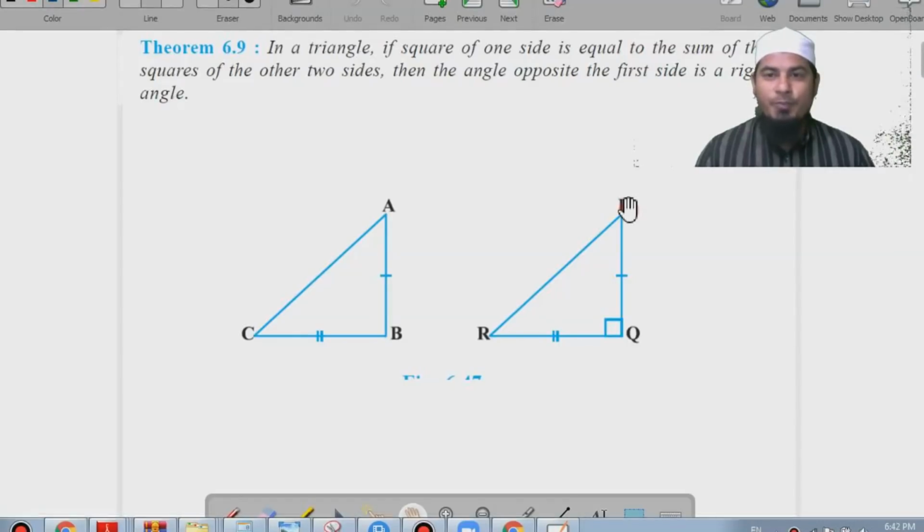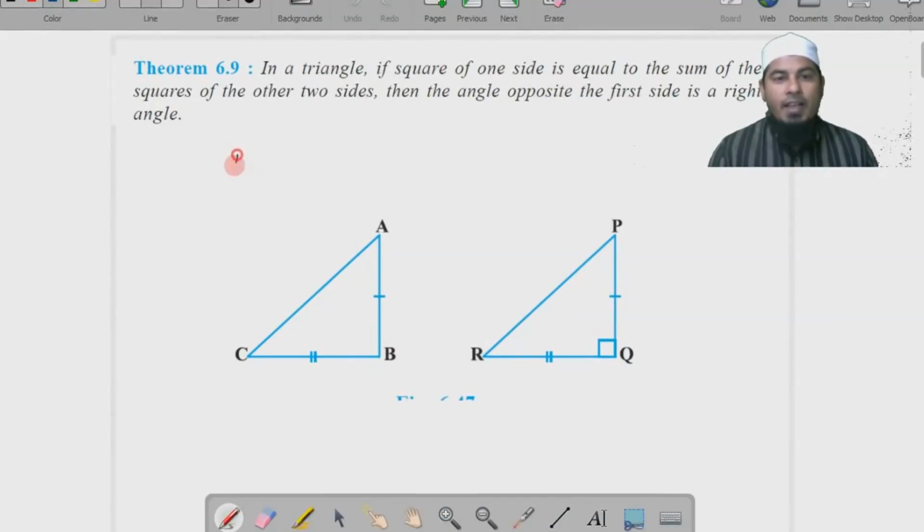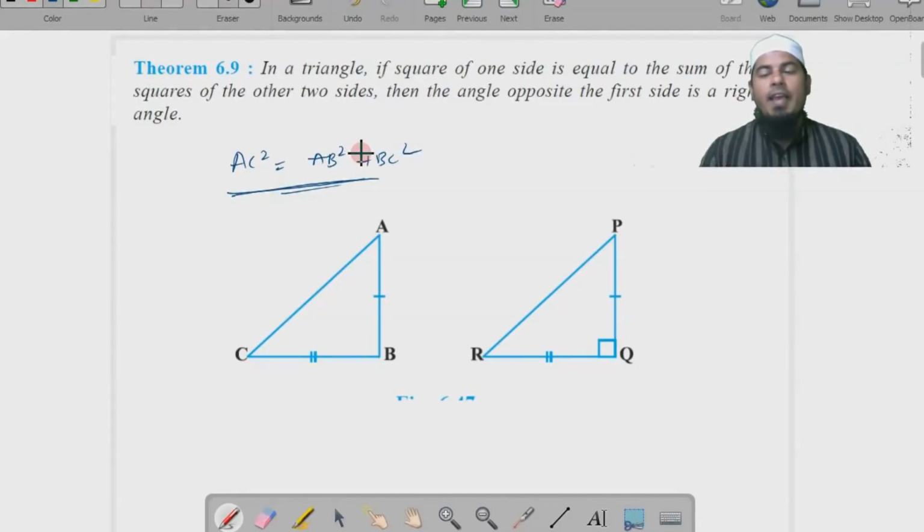What does the converse of Pythagoras theorem tell us? In a triangle, it is not telling a right angle triangle. In a triangle, if the square of one side is equal to the sum of the squares of the other two sides, that is, according to this statement, AC square is equal to AB square plus BC square, if this is possible in any triangle, the angle opposite to the first side, this one, is 90 degrees, that is, a right angle.